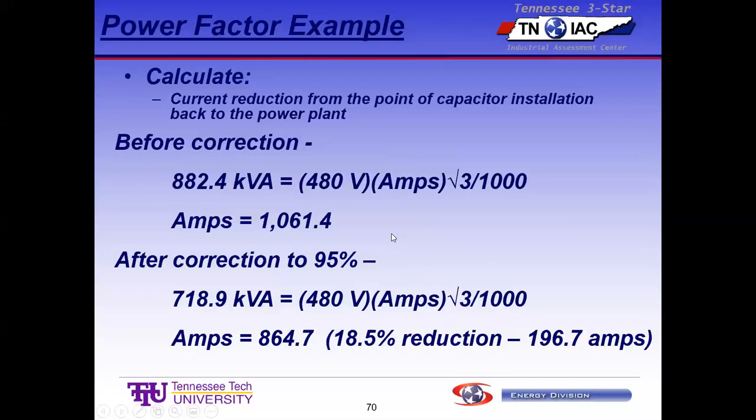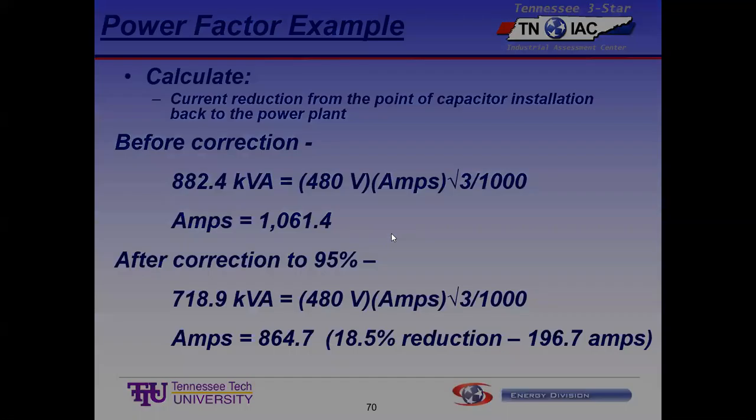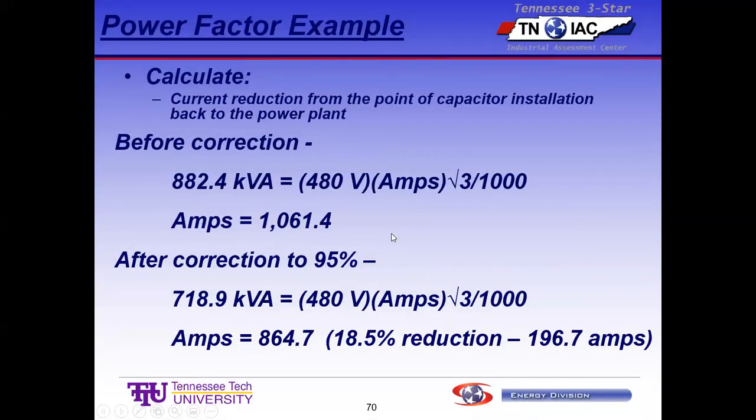Okay, so let's calculate the current reduction. Before correction, we were 882.4 kVA. So that's just 1,000 volts times amps, and those are RMS volts and amps. If you divide that out, you get 1,061.4 amps. After correction to 95%, the amps fall to 864.7. So we're saving almost 200 amps, about an 18.5% reduction. Okay, that's all I got on this one. Questions?